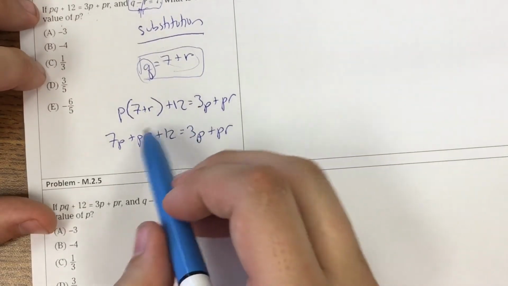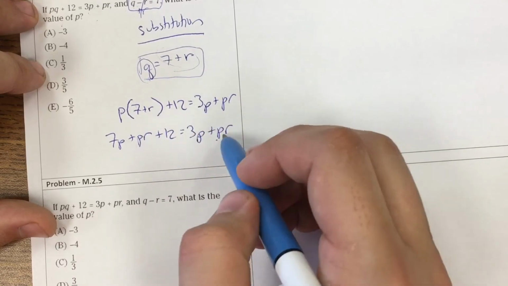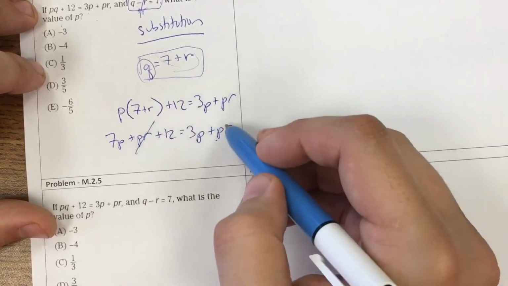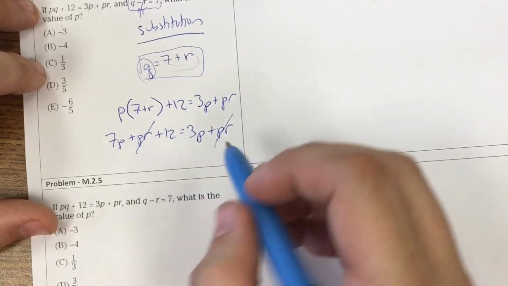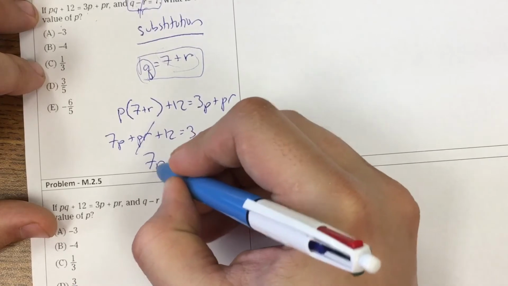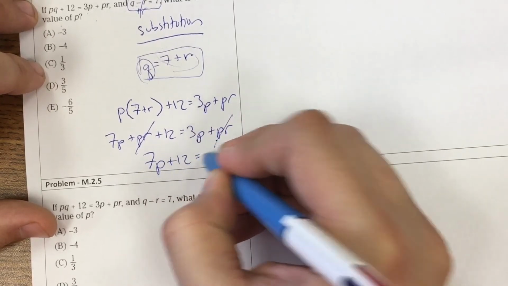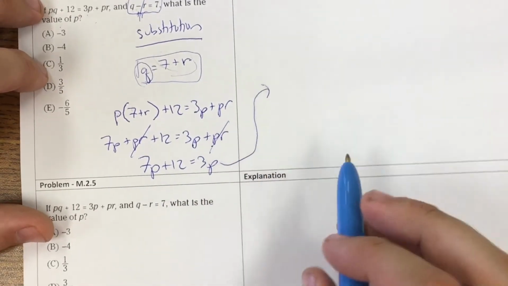Now, fortunately, I have a PR on both sides of the equation. And so that means that I could subtract it from one side, and it's going to end up going to 0 on both sides because it's exactly the same thing. So now this is really easy to clean up, and I have left 7P plus 12 is equal to 3P. And at this point, this is just a matter of solving for the one variable P.